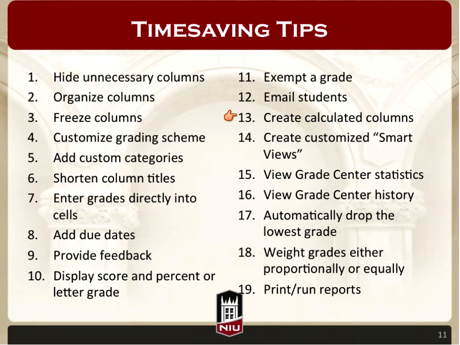We'll look at that. We're going to talk about calculated columns, the ability to create a column that perhaps shows a subtotal of quiz scores. How do you set that up if you wanted to see different values in a subtotal? We'll look at smart views, which are really great shortcut queries to just certain values within your Grade Center. We'll point out some of the features such as statistics and history. We'll talk about how you can automatically drop the lowest grade within a category. We will look at weighting grades as well as running reports.